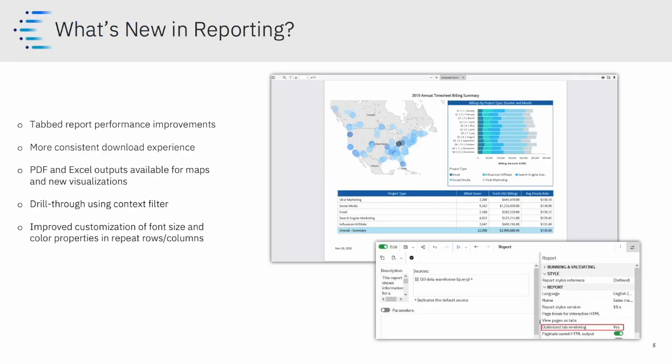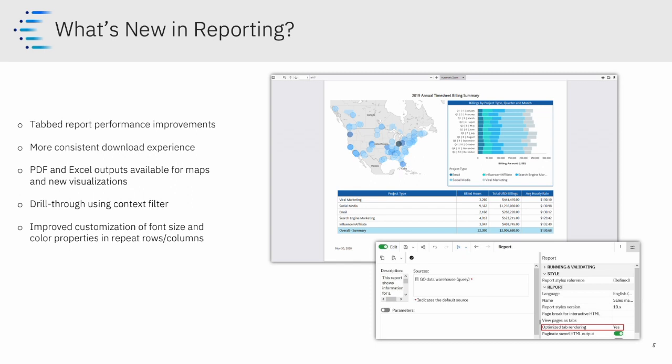For reporting, you'll see some performance improvements in tabbed reports. And when you run reports as a downloadable format, like an Excel file, the browser tab no longer closes automatically. It remains open, so if you don't like that format, you can run it as a different format quickly. A new image service in 11.2.4 allows you to render maps and other new visualizations in PDF and Excel format. Previously, these were only available in HTML.